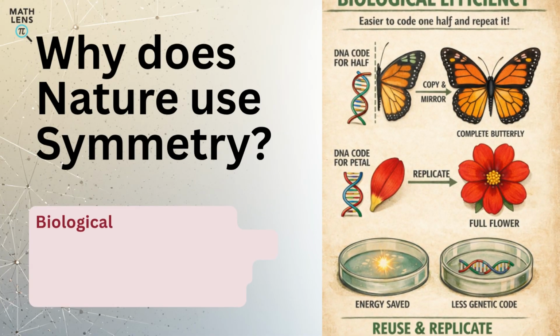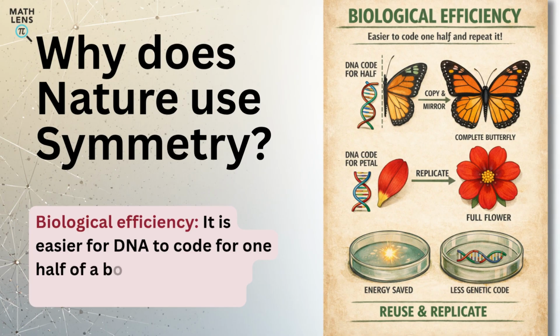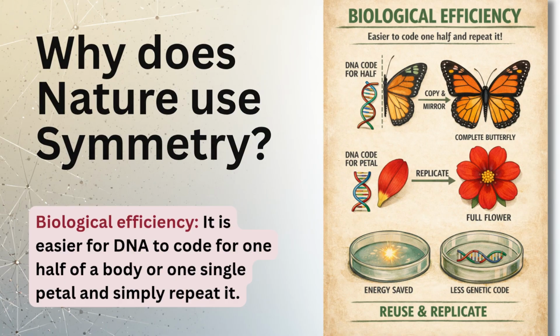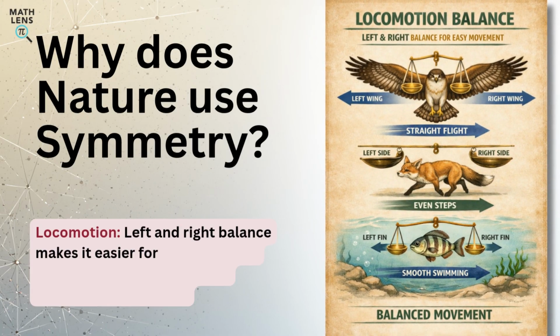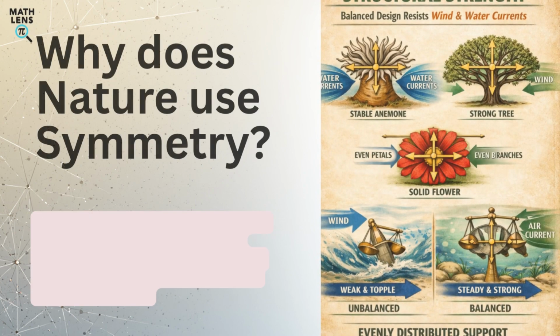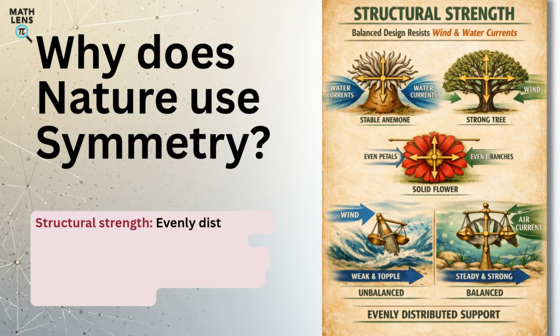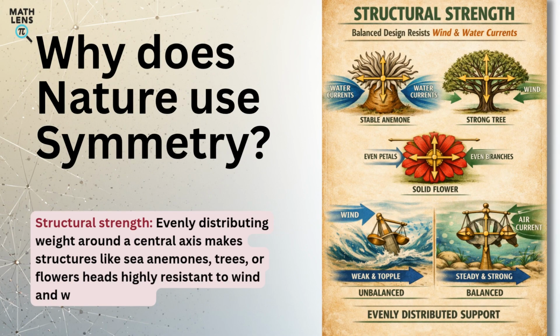Nature favors symmetry for several reasons. Biological efficiency: symmetry allows DNA to code structures once and repeat, simplifying growth and development. Locomotion: it provides balance, enabling efficient movement in animals and reducing challenges like walking with uneven legs. Structural strength: symmetry distributes weight evenly, helping organisms like sea anemones and trees withstand environmental forces. These factors are vital for survival and efficiency in various habitats.